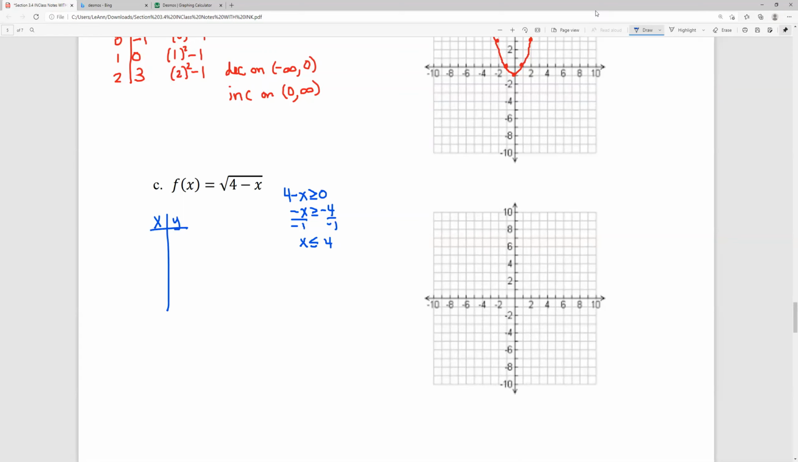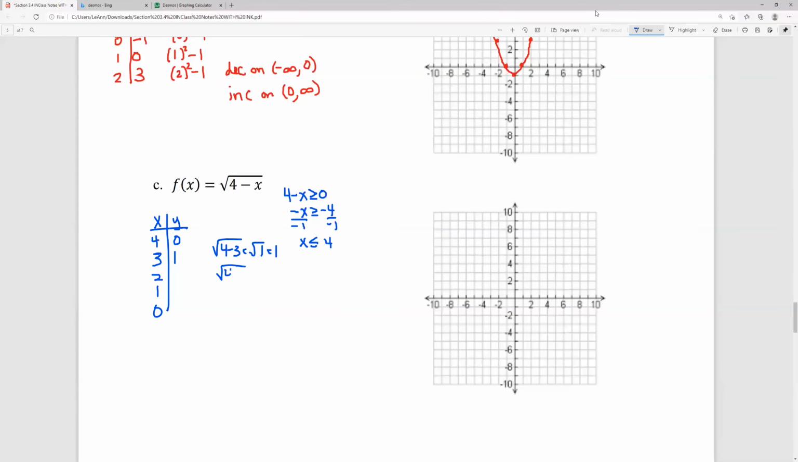And that makes sense because if I plug in a 5, I'm going to get a negative underneath that square root. So we can plug in 4 because that would give us the square root of 0, which is 0. We can plug in bigger numbers, or sorry, not bigger numbers, smaller numbers. So 3, 2, 1, 0. We'll see if that's enough to get the graph. So 4 minus 3 is the square root of 1, which is 1.